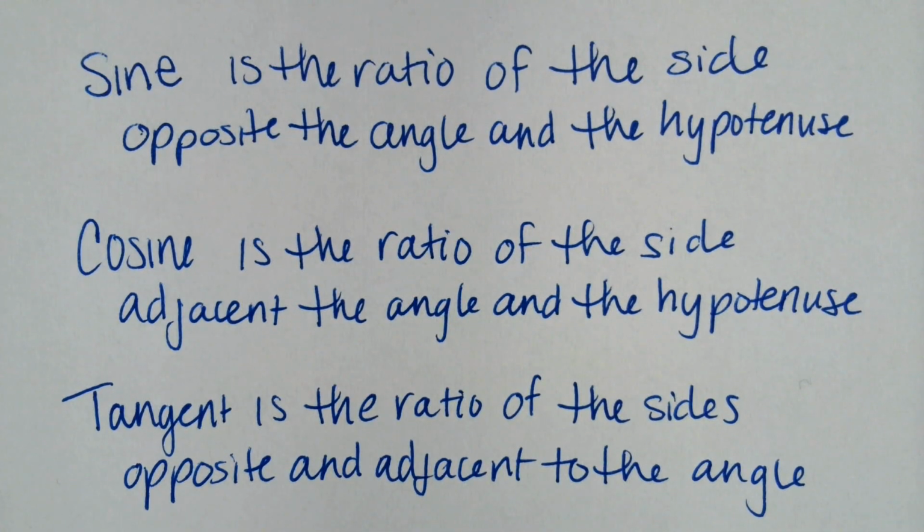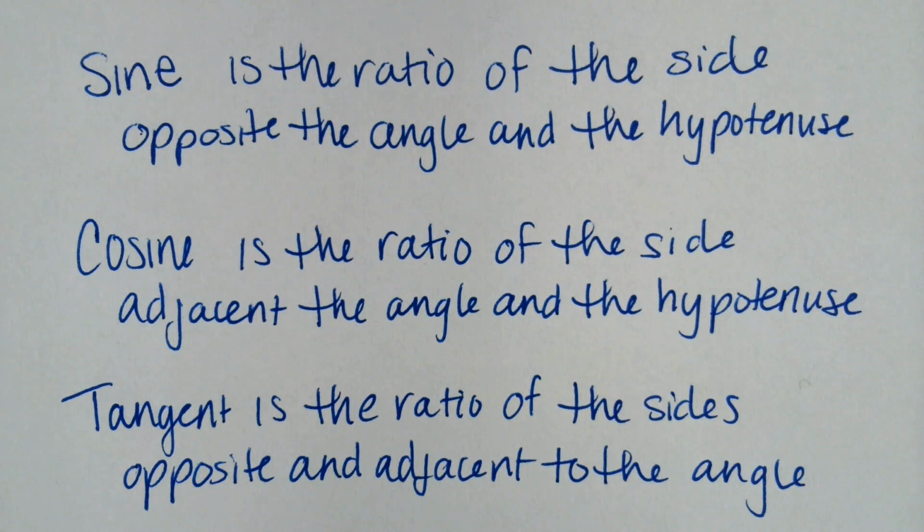Sine is the ratio of the side opposite the angle and the hypotenuse. Cosine is the ratio of the side adjacent to the angle and the hypotenuse, and tangent is the ratio of the sides opposite and adjacent to the angle. Since all triangles of a certain angle are going to be similar, these ratios will be the same no matter the size of the triangle, as long as the angles match. It's always a ratio of two sides of a right triangle.